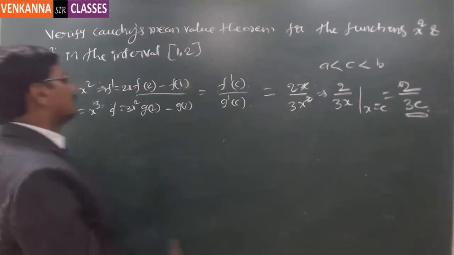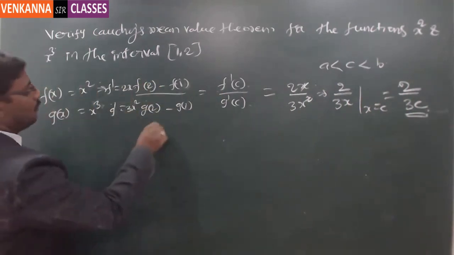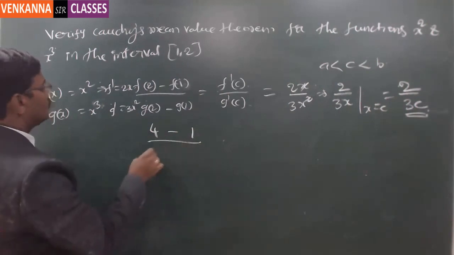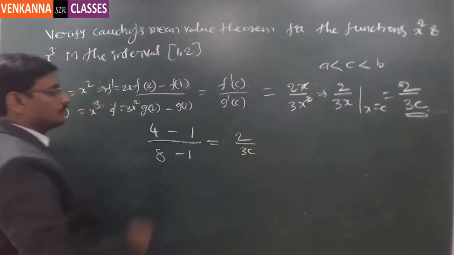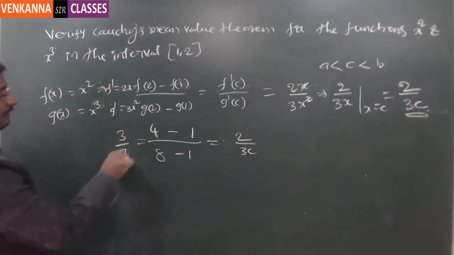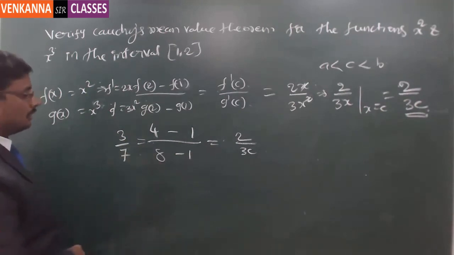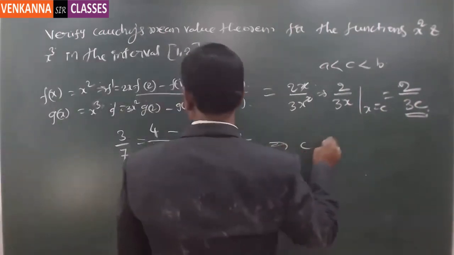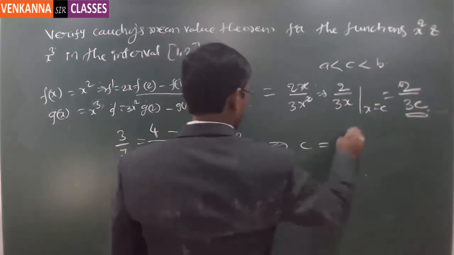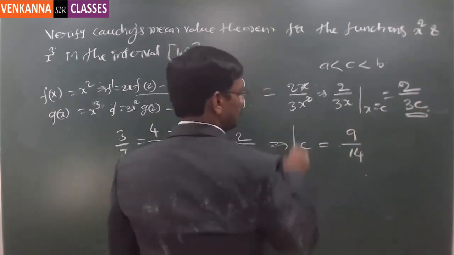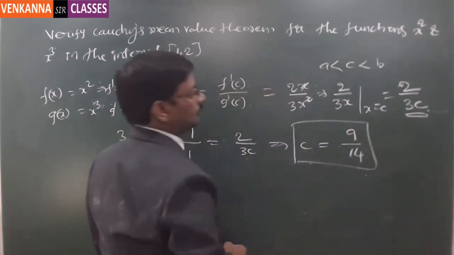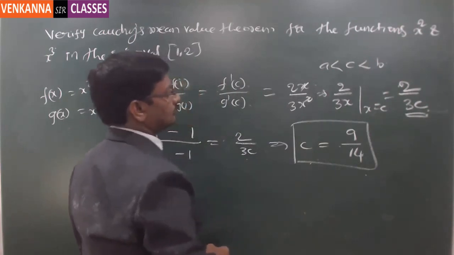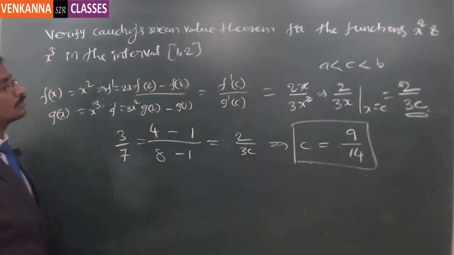And the value on the left side: f of 2 square will be 4 minus 1 square will be 1, and then 2 cube is 8 minus 1. And this is equal to 2 by 3c. So this comes out to be 3 by 7 is equal to 2 by 3c. It implies c is equal to 14 by 9. So this is the value of c. 9 by 14 will definitely be in between. It's not in between, right?